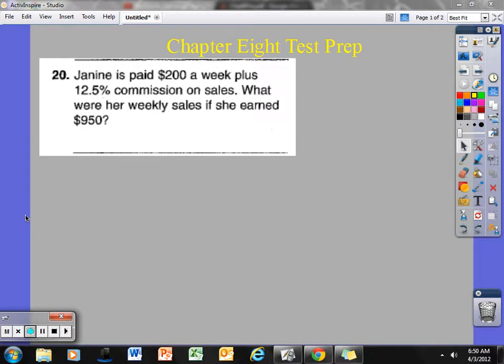Mr. Giomini here with one question now, and then I'll do another one in another post, from your Chapter 8 formative pretest. Taking a look, this is number 20, on the back side. It says Janine is paid $200 a week plus 12.5% commission on sales. What were her weekly sales if she earned $950?